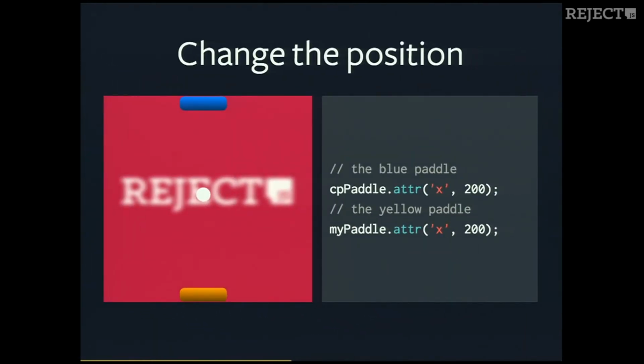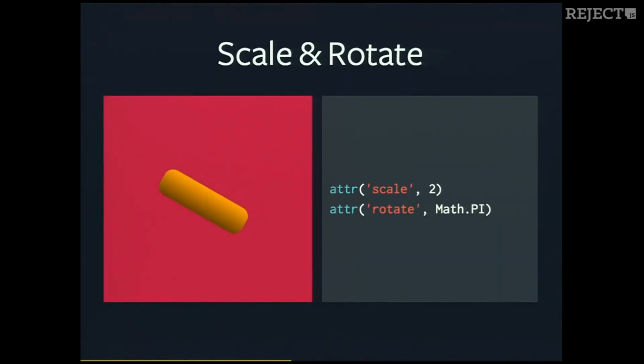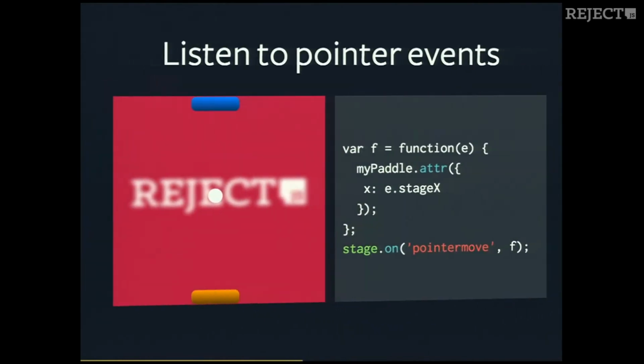Okay. Attr is the function we need to change any kind of attributes. So, for example, to change the position, we take x and y. Attr is also responsible for any other transformations, like scale or rotate. And it is also responsible for any styles, like colors, for example.